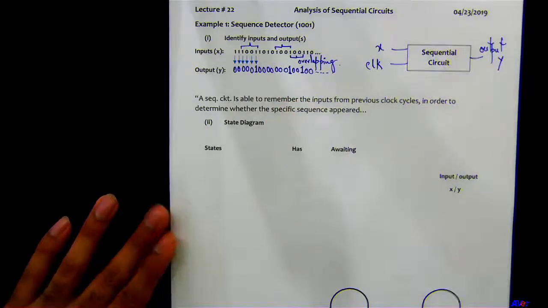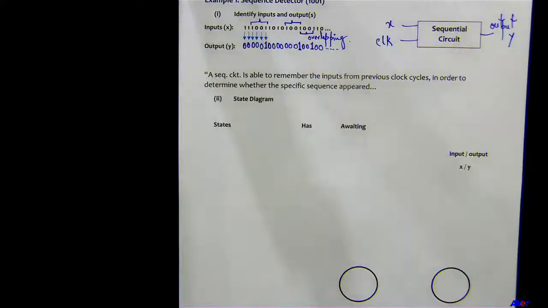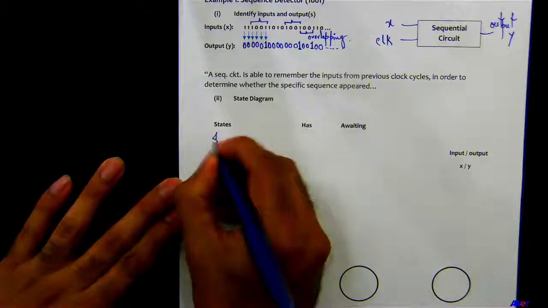Okay, all right. So a sequential circuit is able to remember the inputs from the previous clock cycles. For every clock cycle, one input comes in in order to determine whether the specific sequence appeared. Our second step is to come up with the state diagram. How many states are we going to have here? 4 states. Remember, our goal is to have the minimum number of states. So we can do this with 4 states.